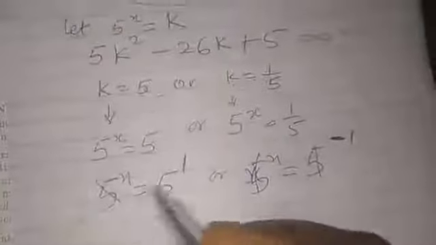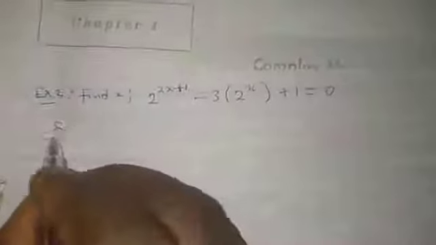So from this place, we can cancel out 5. If we cancel out this 5 that is common, we see that s is equal to 1. Or if we cancel out this 5, we see that s is equal to minus 1. That's the solution to the equation. Let's consider another important example. So we have another example here.